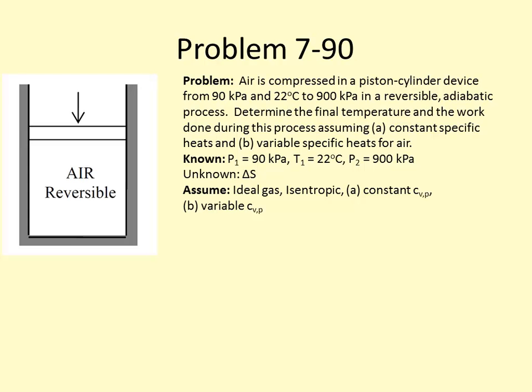Okay, so we're still doing part A, constant average specific heats. We've determined the final temperature. How do we determine the work done during the process? What equation do we need to use?